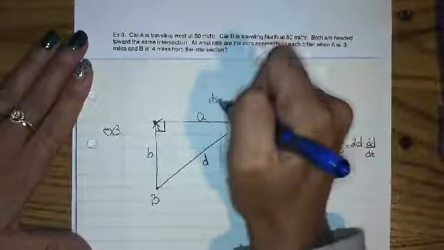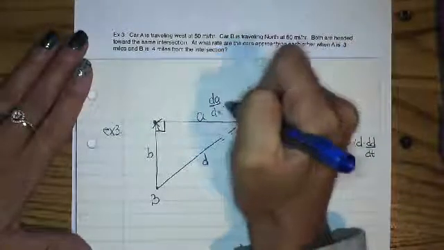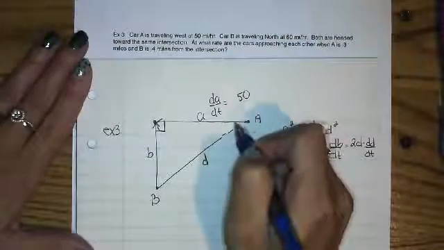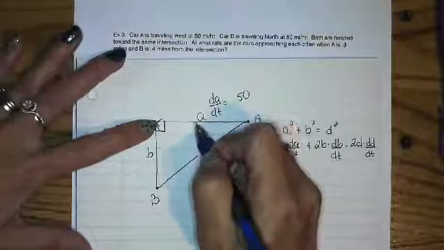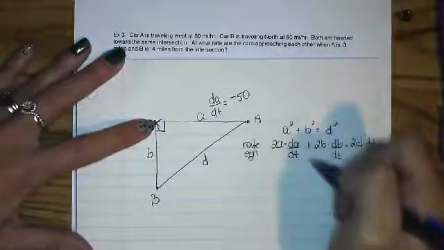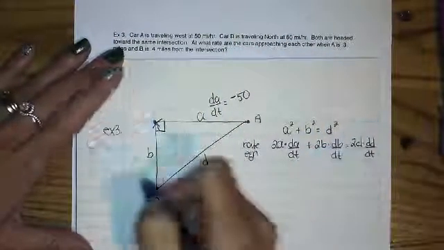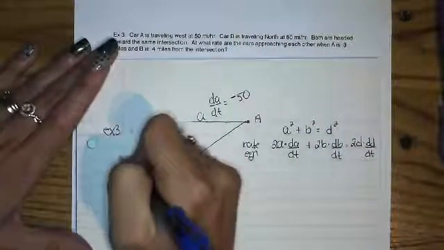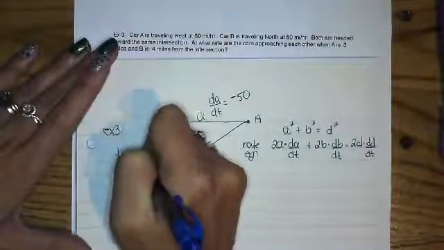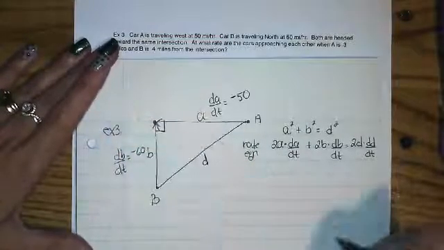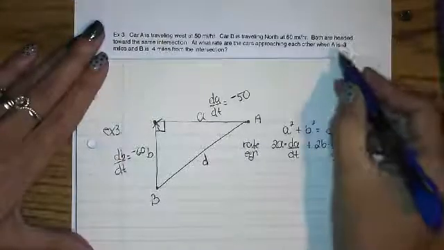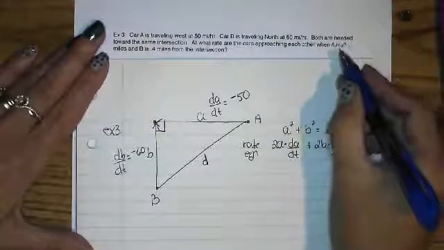So car A is traveling west at 50 miles per hour. That's the A car. So the dA/dt, again, is 50. But take a look. This distance is decreasing because it's getting closer to the intersection. So this is actually a negative 50 that you have to supply. Car B is traveling at 60. So dB/dt is actually a negative 60 miles per hour.